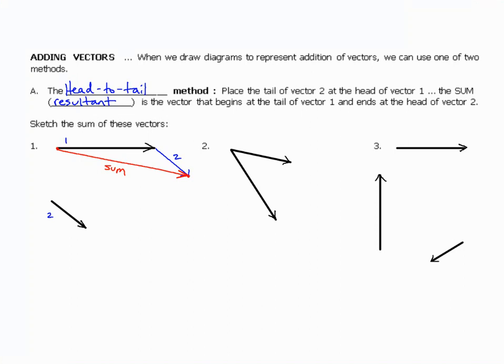Now, does it matter which one we call number 1 and which one we call number 2? So let's do this one. Let's move vector 1 down to here. So let's try this. There's vector 1. A little bit too long.